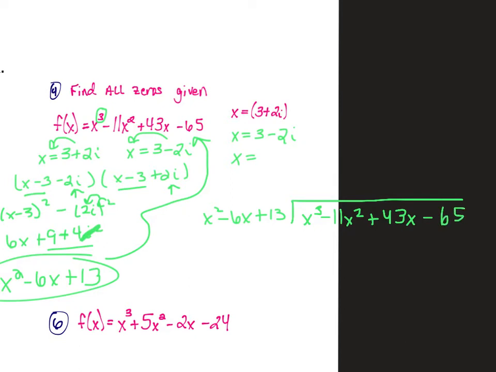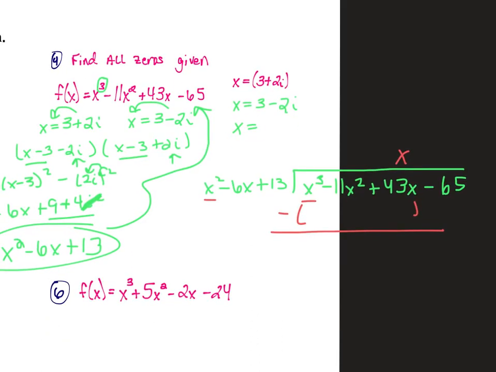Now we do our long division, and again, this should work out nice and pretty. So x squared into x cubed goes x amount of times. So get your subtraction ready before you do your multiplication. x times x squared is x cubed. x times negative 6x is negative 6x squared. x times 13 is plus 13x. Distribute all your negatives throughout. So 43 minus 13 gives me 30x positive. Negative 11x squared plus 6x gives me negative 5x squared, and I bring down my minus 65.